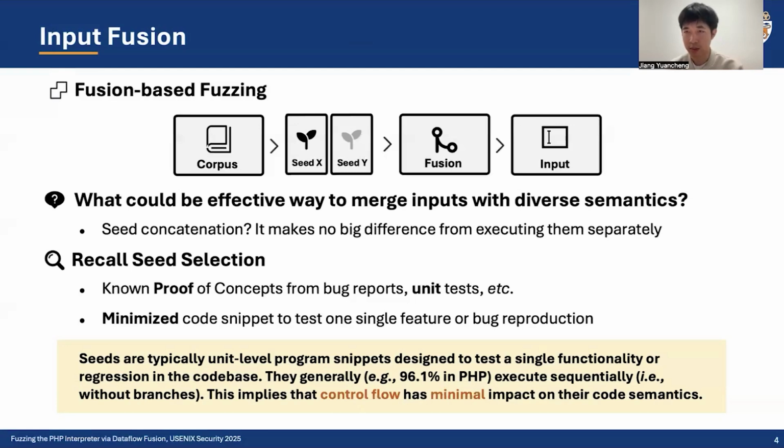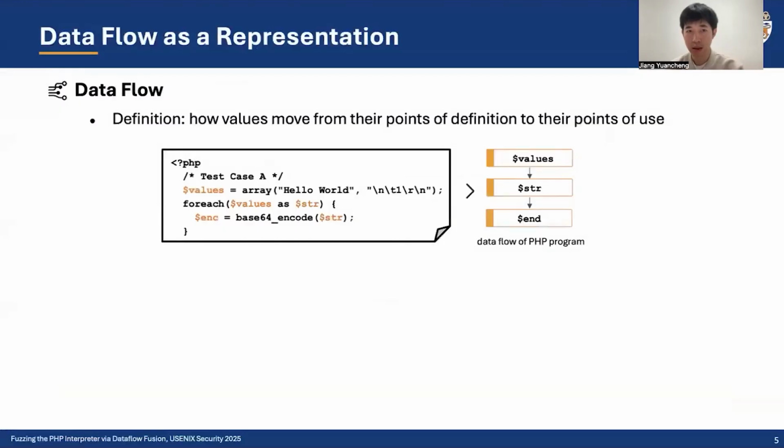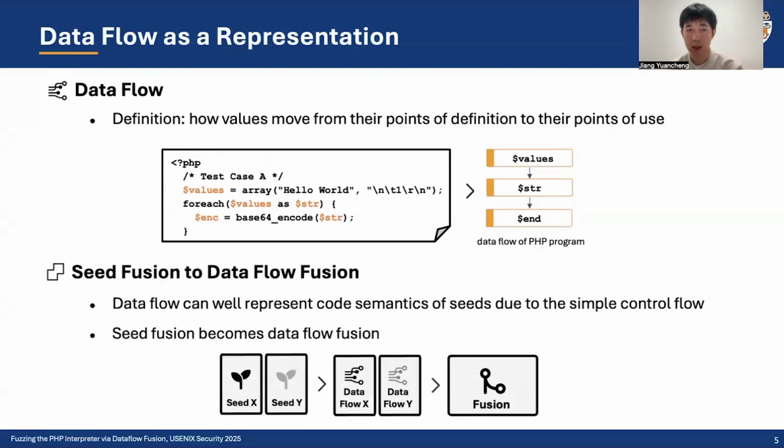They usually, for example over 90% in PHP, execute sequentially, that means without branches. This implies that control flow has minimal impact on their code semantics. Thus, we think data flow could be a very good representation of the code semantics of a PHP program. Data flow means how values move from their points of definition to their points of use. Then the seed fusion problem becomes the data flow fusion problem.